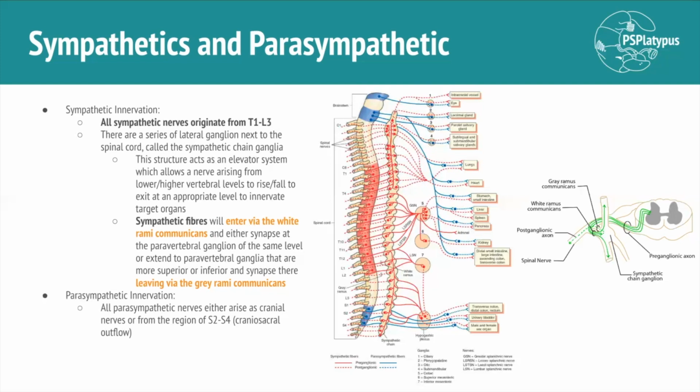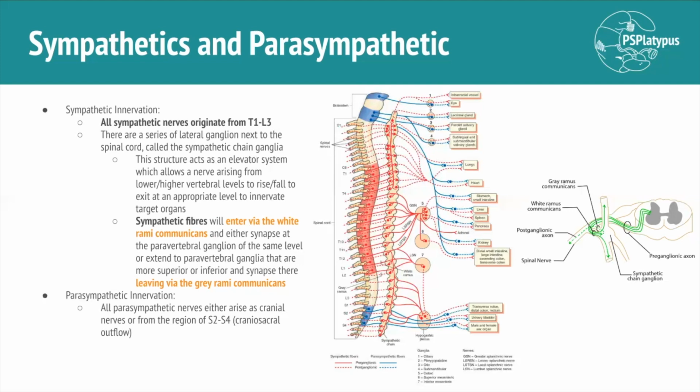A good way to remember this is that nerves enter the column squeaky clean, so they go through the white rami communicantes, and after traveling through an elevator, they become dirty, and therefore they leave through the gray rami communicantes.